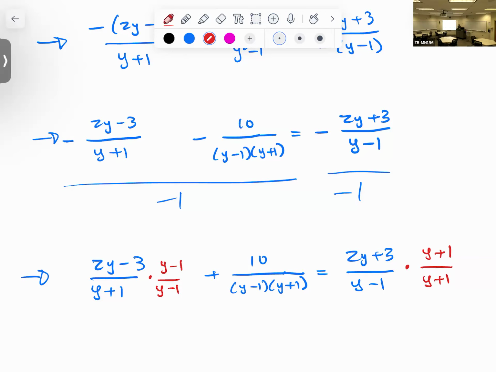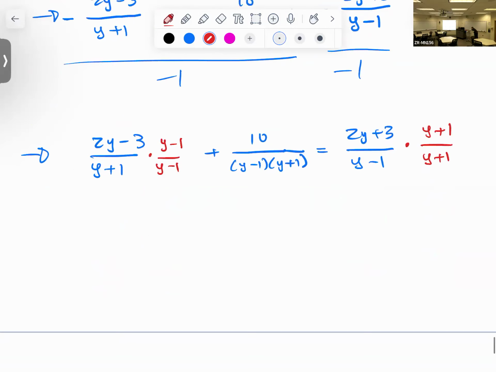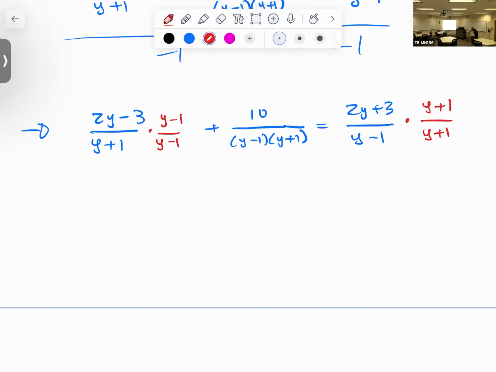Yes, that's basically what we're headed towards. I was just trying to make sure we can identify what the common denominator is. But you're absolutely correct. I can multiply by the common denominator and eliminate it. All right, so what we end up with here.